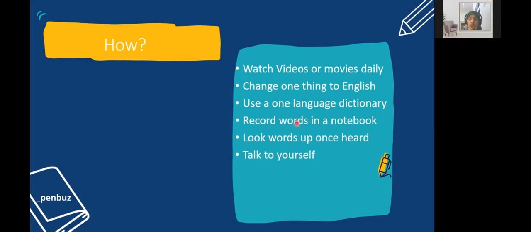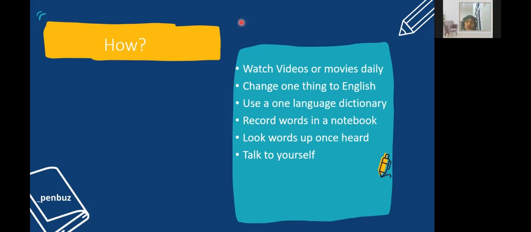Record words in a notebook. Any words you learn, any new words you learn, try to write it on a notebook next to it with its pronunciation. As I mentioned yesterday, you could write the pronunciation, the English sounds, and we'll have a lesson about English sounds, and also the English meaning. Look words up once heard. When you hear a new word, like let's say you're watching a movie, you're watching the news, BBC News, I mentioned this yesterday.